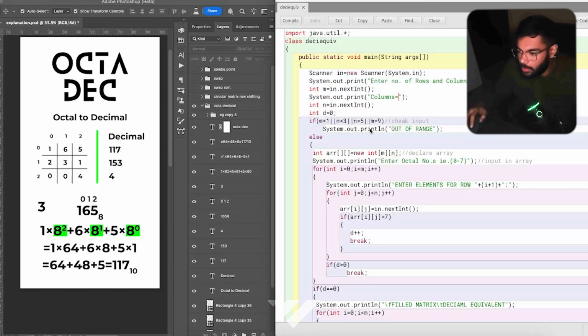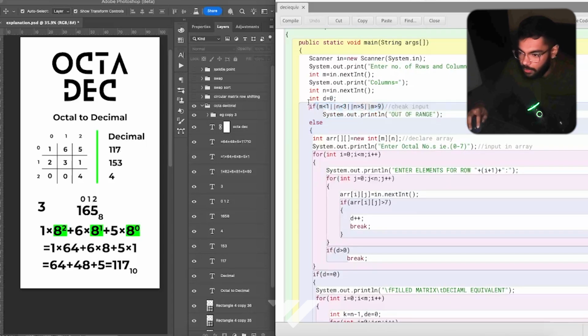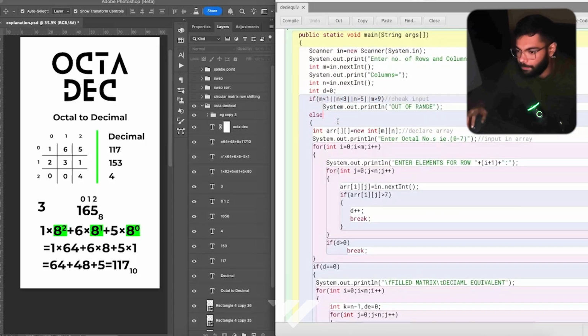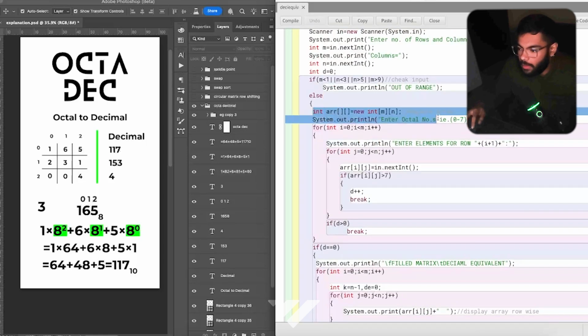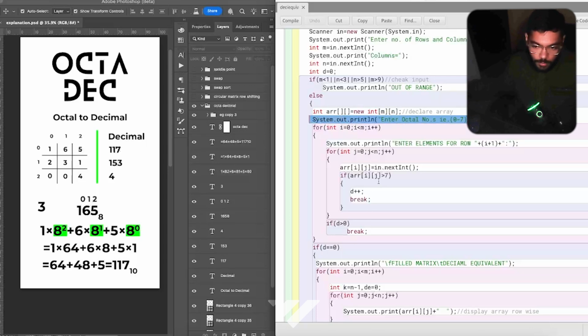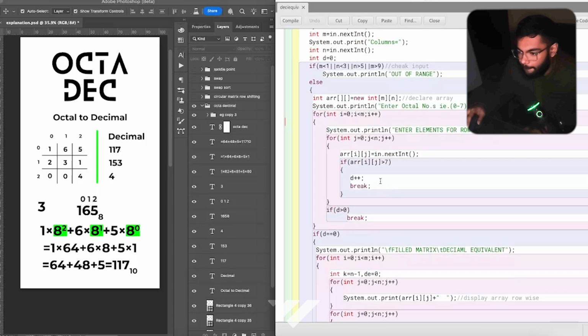We take the rows and columns, and we do reverse checking for whether they are in range or not. Then we declare an empty array with m and n. Then we check that we have to enter octal numbers only, so we check if every number entered is less than 7 or not. System.out.println, enter elements in the row. So we take the input row wise.